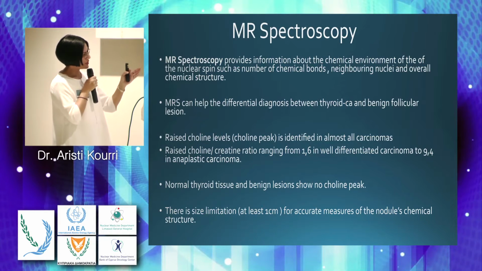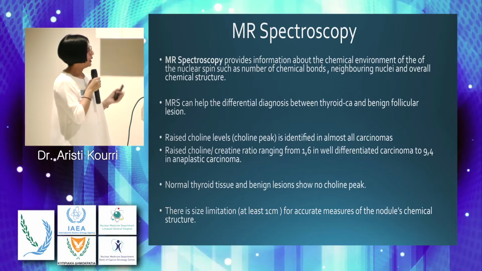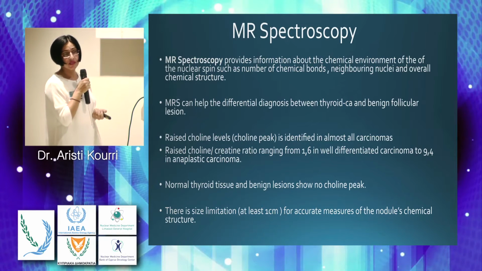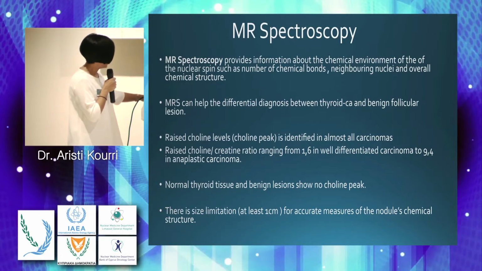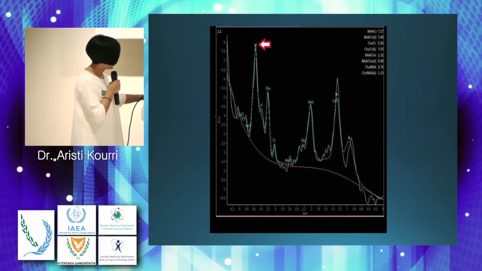We have some numbers that we can compare and see the aggressiveness of the tumor. And it's well established that normal thyroid tissue and benign lesions show no choline peak. There is also a size limitation, at least 1 centimeter of the lesion, for accurate measures of the nodule's chemical structure. And this is a diagram we usually take. You can see the choline peak and the NAA. These are some chemicals that have to do with the anatomy of the cell.